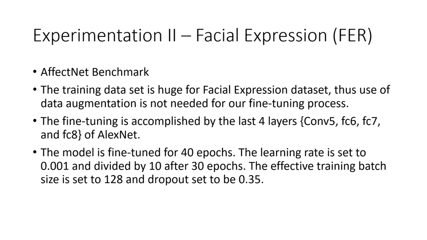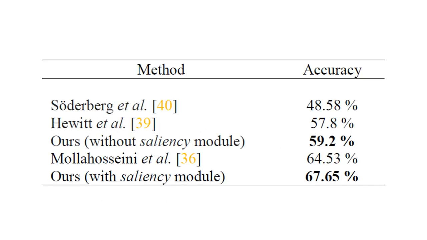For the facial expression recognition task, we have used the EffectNet dataset and the benchmark. The training data size here is very high for the facial expression dataset, and thus data augmentation is not needed. We fine-tune the AlexNet module here as well, and we report a benchmark level accuracy in this as well. We can see on this slide that our method with the saliency module reports 67.65% accuracy on the EffectNet dataset, which is benchmark level accuracy.